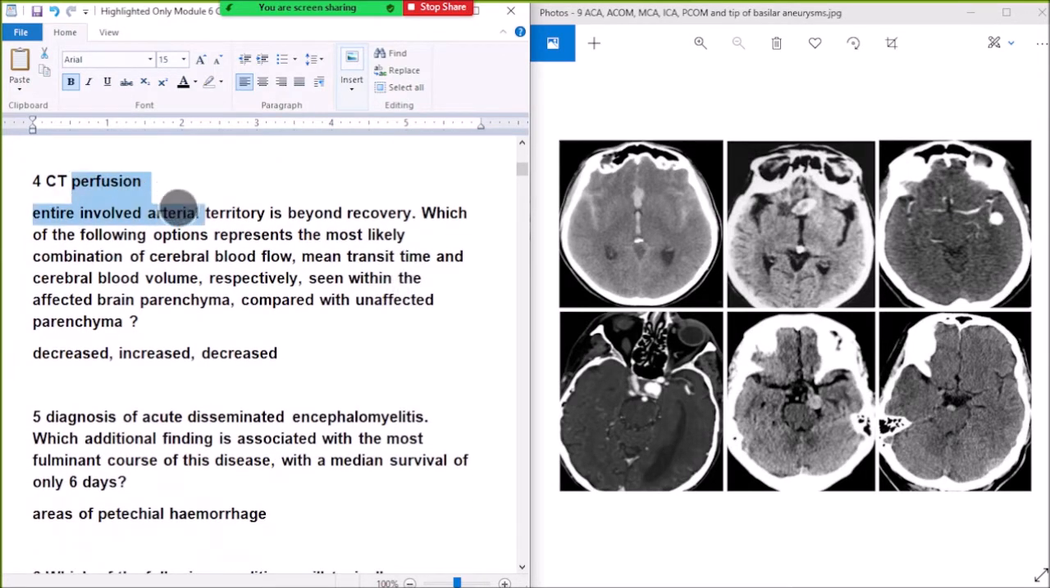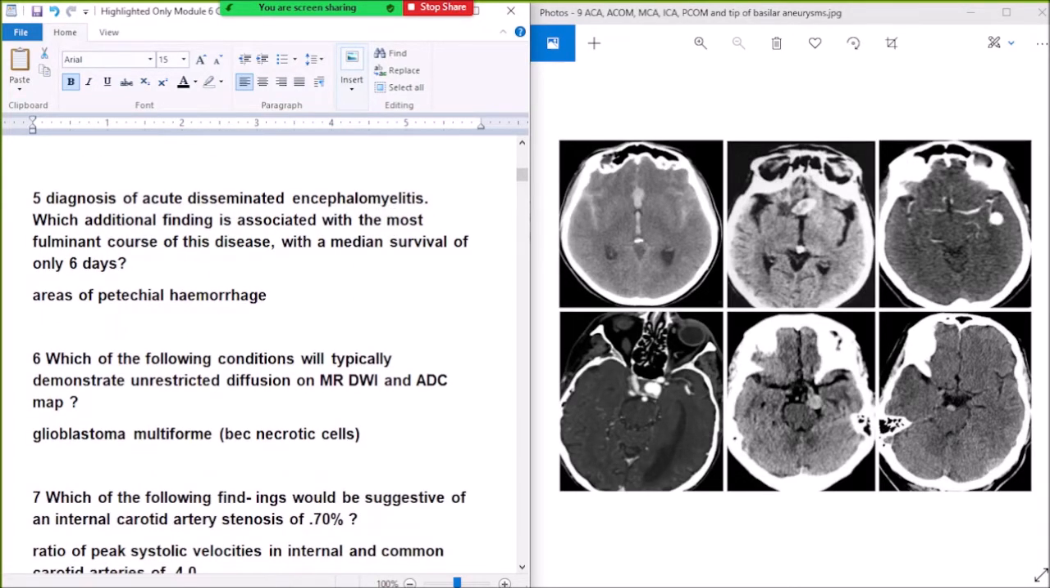CT perfusion shows an entire infarcted arterial territory beyond recovery. Which of the following options represents the most likely combination of cerebral blood flow, mean transit time and cerebral blood volume, respectively, seen within the affected brain parenchyma compared with unaffected parenchyma? Decrease, increase, and decrease. When there is infarction beyond recovery, cerebral blood flow is decreased, mean transit time is increased, and cerebral blood volume is decreased.